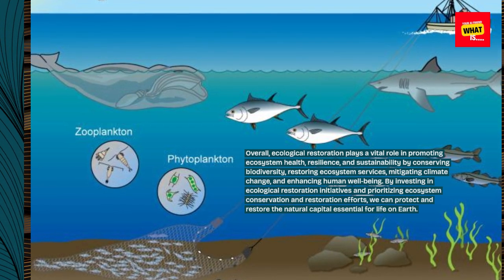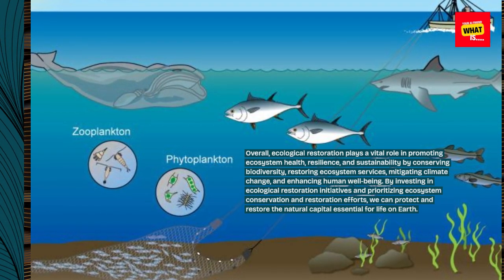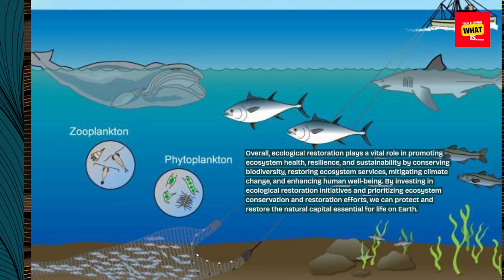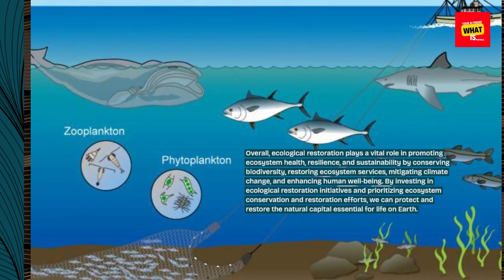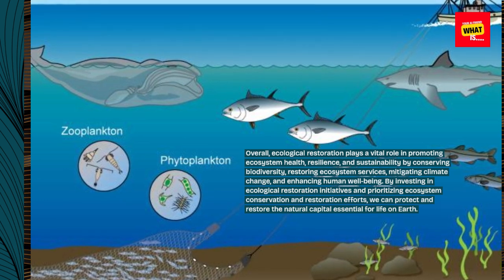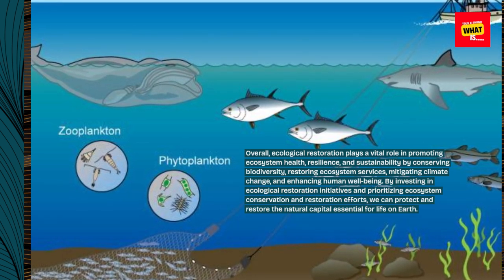Overall, ecological restoration plays a vital role in promoting ecosystem health, resilience, and sustainability by conserving biodiversity, restoring ecosystem services, mitigating climate change, and enhancing human well-being. By investing in ecological restoration initiatives and prioritizing ecosystem conservation and restoration efforts, we can protect and restore the natural capital essential for life on Earth.